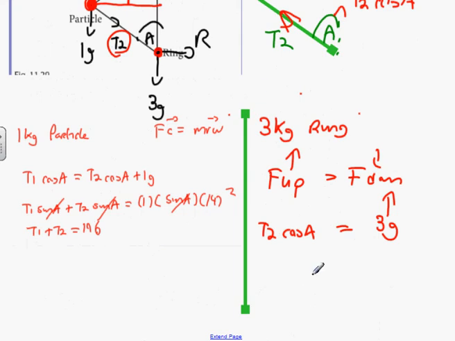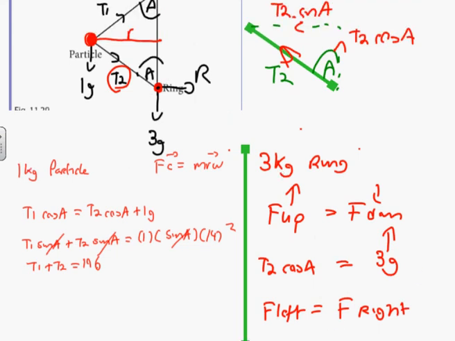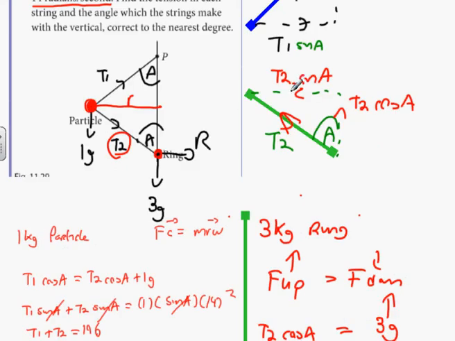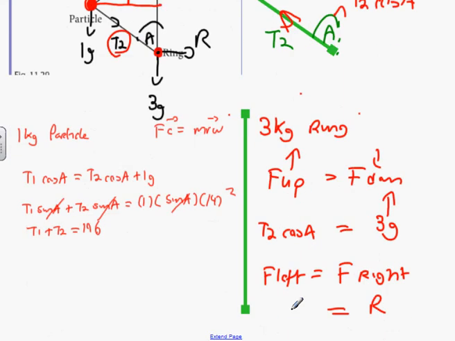Yeah, so forces left equals forces right because it's not going in any particular direction. So what you said there, R going to the right equals the force going to the left, which is T2 sin A.